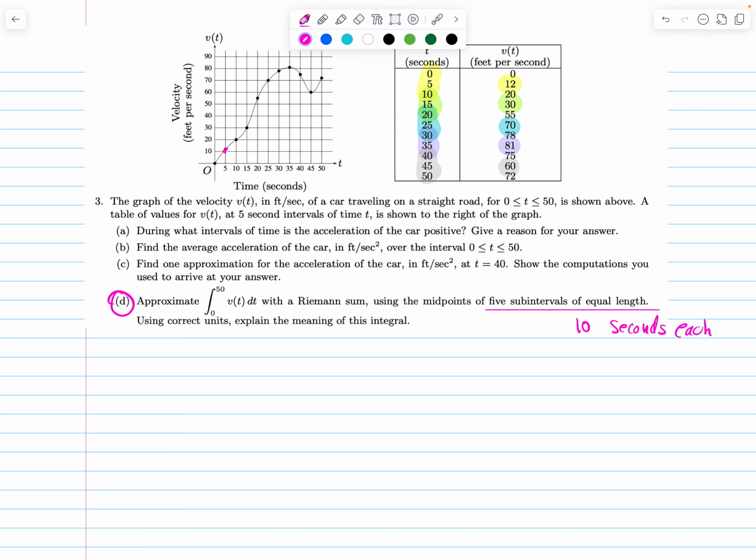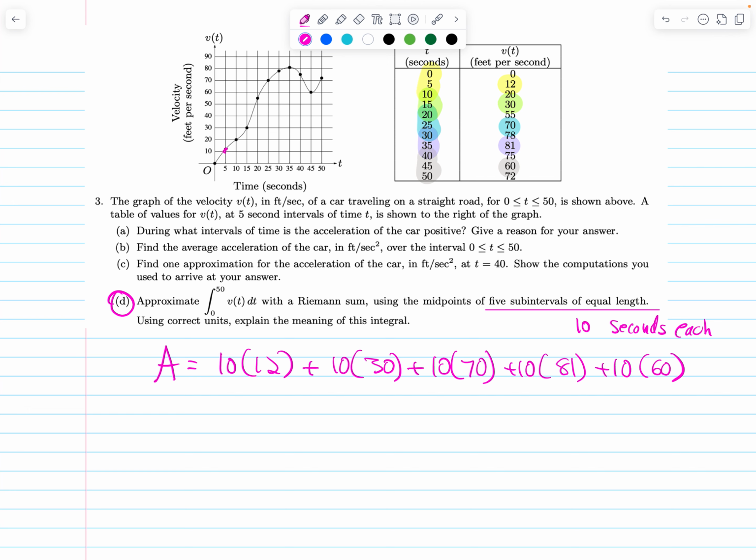Now, all of these subintervals have a base of 10. So I'm finding the area of 5 rectangles. Each one has a base of 10 times a height of 12, or a height of 30, or a height of 70. This car was really accelerating between 20 and 30 seconds. With a height of 81, and lastly, with a height of 60.